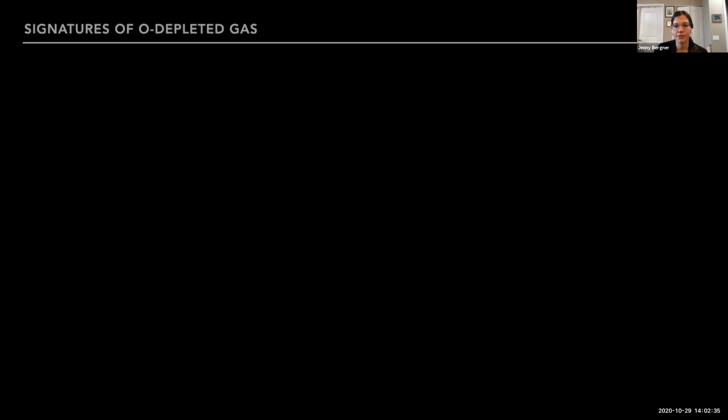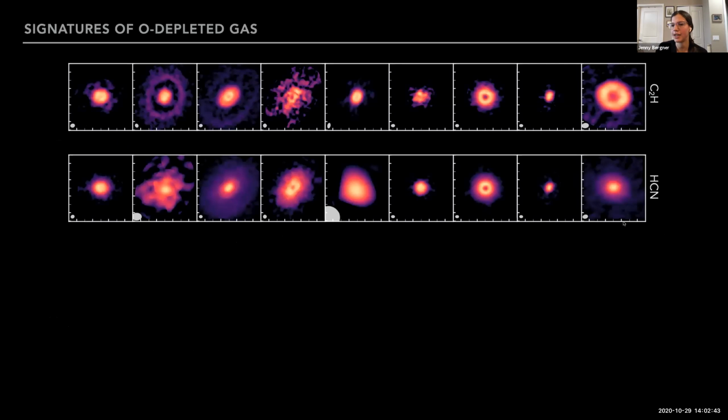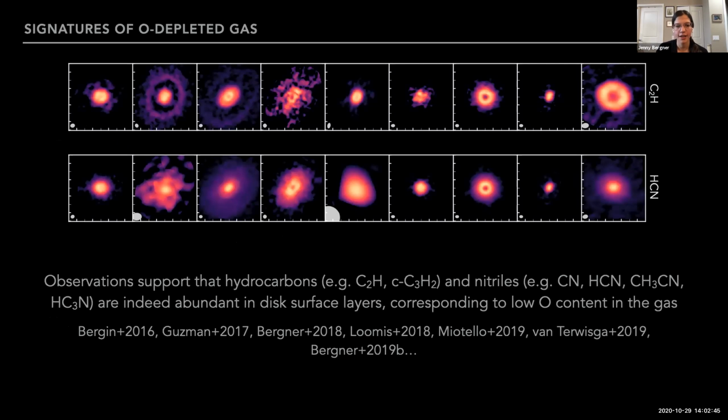And sure enough, we can confirm this observationally by looking at the emission of hydrocarbons and nitriles. Here I'm just showing examples of C2H and HCN. There's loads of evidence accumulating that hydrocarbons and nitriles are surprisingly abundant in the surface layers of the disk, and that this likely corresponds to a very low oxygen content in the gas. This is especially true in the case of C2H. Modeling is beginning to tell us that we really need very high abundances of carbon with respect to oxygen to reproduce this emission.